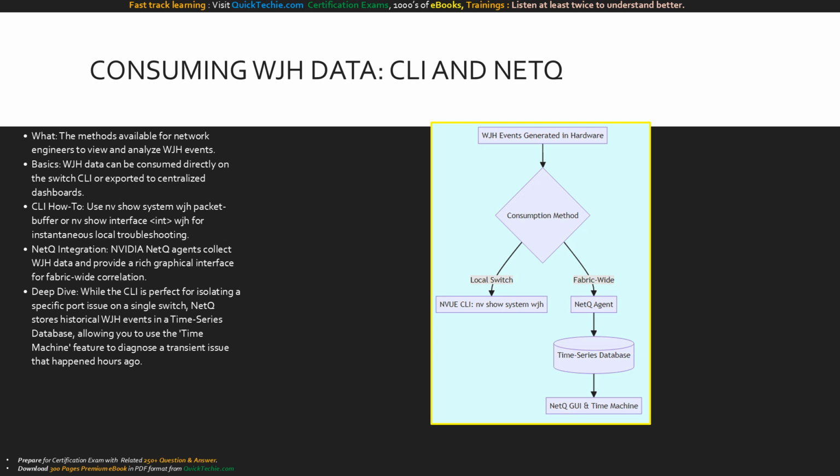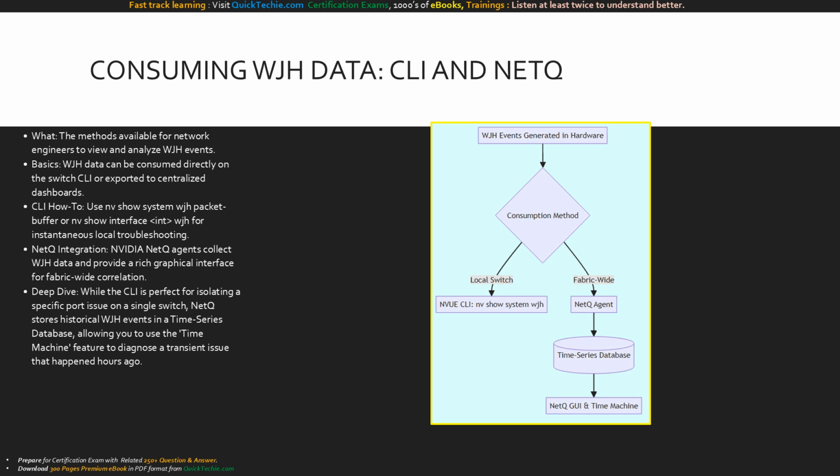Once WJH is enabled, how do you consume the data? Slide 4 outlines your primary options. The basics are that you can view events locally on the switch or centrally via a management platform. If you are logged into a specific leaf switch and need instantaneous data, the CLI is your best friend. You can use NVUE commands like nv show system wjh packet buffer to instantly see what is dropping.